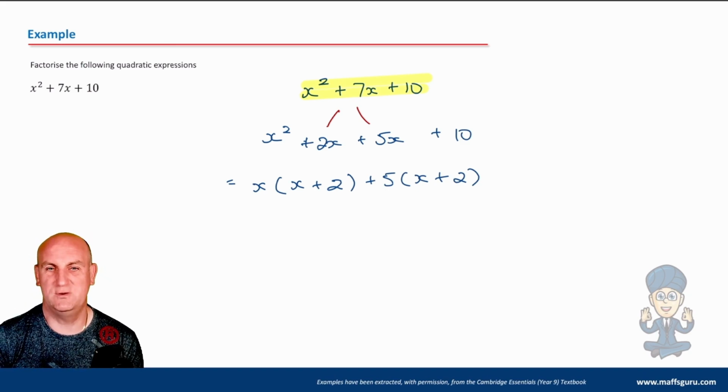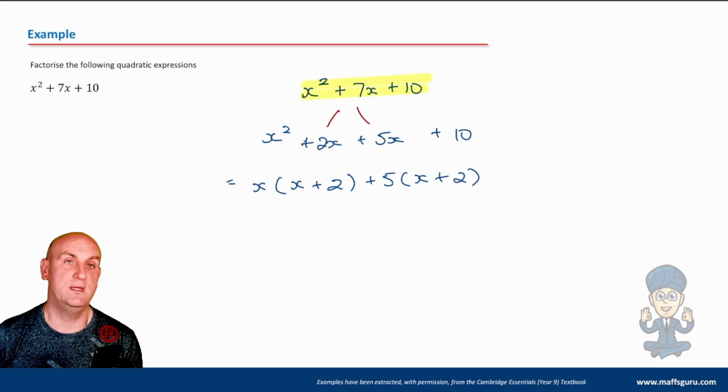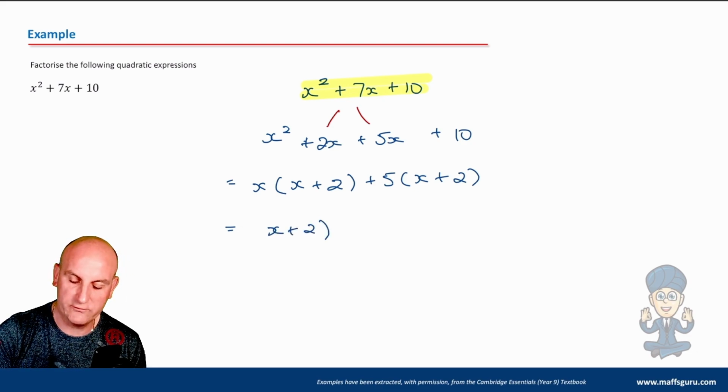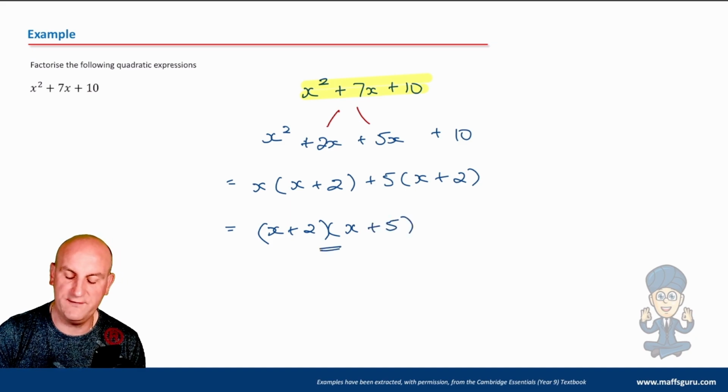Seems a bit stupid to do this by trial and error, though, doesn't it? Because that's what I did. I was like, well, plus 7 could be 1 and 6 or 2 and 5. It could also be, I don't know, minus 2 and plus 9. There are lots and lots of different combinations. But in this situation, we could then go on and say, well, that becomes x plus 2, x plus 2, x plus 5. So we have factorized it.